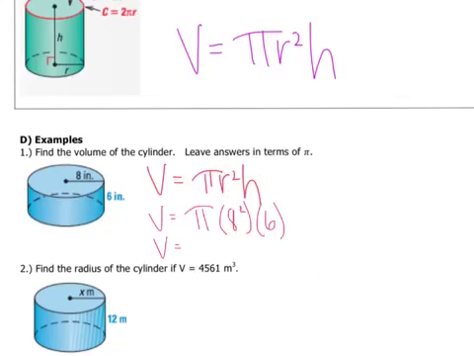And what do we get when we do that? 64 times 6. Which is what? 384 pi. Oops, I'm missing my pi. 384 pi, don't forget your units. This is inches cubed. I am going to be very picky on your units this unit, Artem.